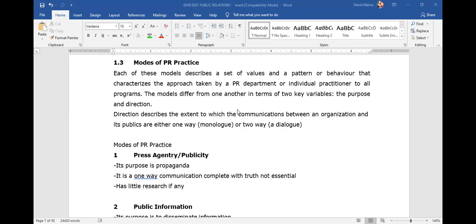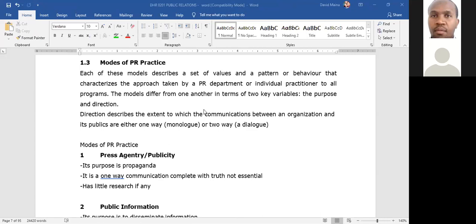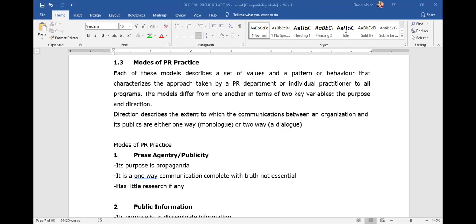So therefore we go to something else called models of public relations practice. And when you talk about models of PR practice, these models describe a set of values and pattern of behavior that usually are characterized by the approach taken by the PR department or individual practitioner to all programs.